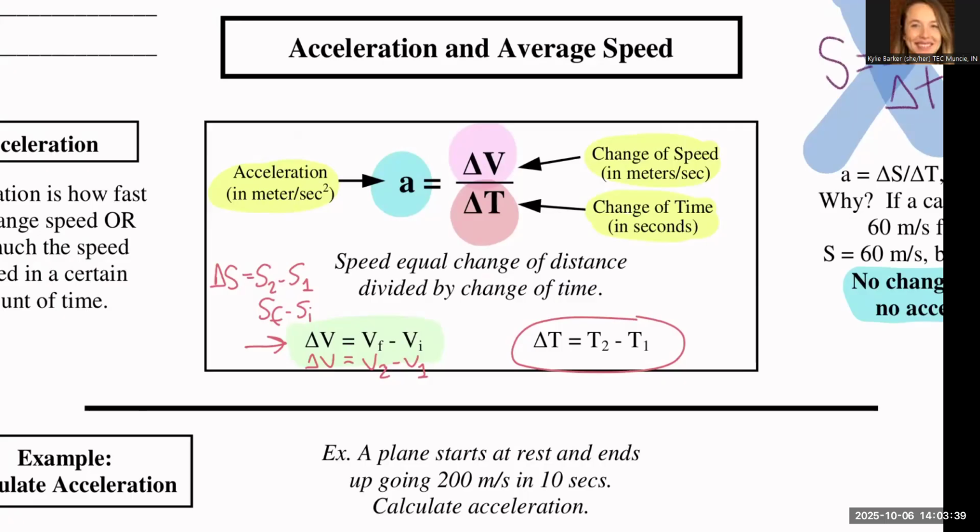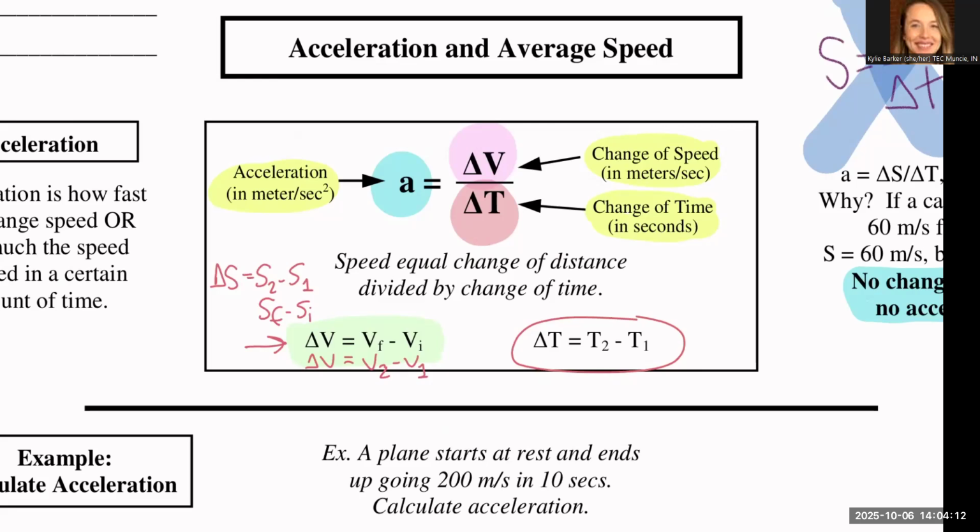And then we have a reminder down here of what delta is. It means change in velocity, change in time, change in speed, change in distance. And you're always going to do the second number minus the first number. So that's what we've mostly done. Delta T is time number 2 minus time number 1. Or yesterday we did delta D, which was distance number 2 minus distance number 1.